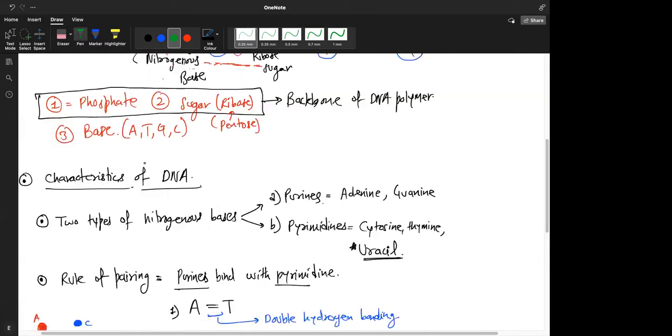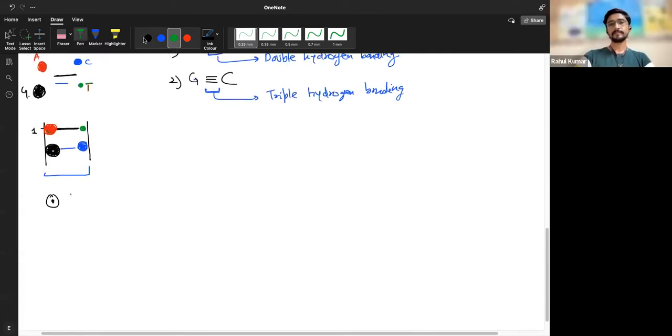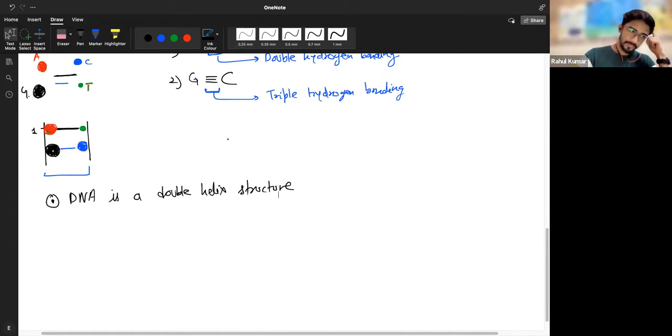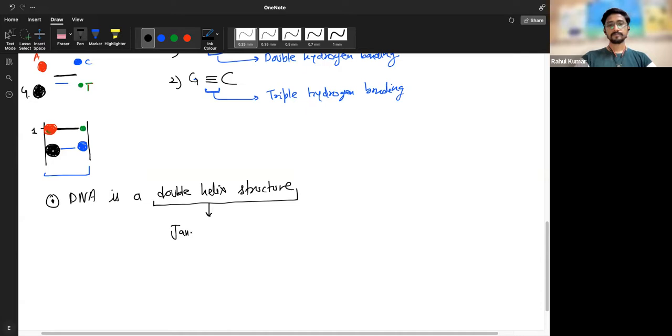Yes. Now about DNA, write down third point. DNA is a double helix structure. It's double stranded and it's helical. So it's called a double helix structure. And this double helix structure was proposed for the first time by James Watson and Francis Crick.